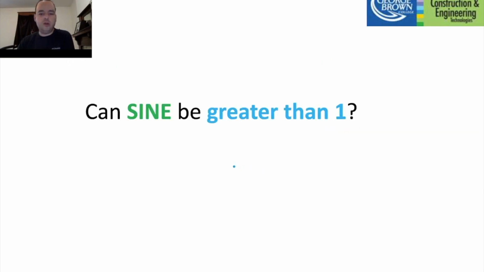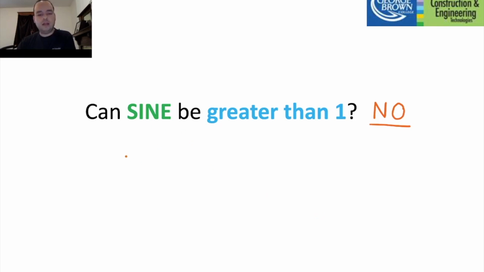Can sine be greater than 1? Well, take a moment and think about that. That's a nice question, and it's straight from the notes too in terms of the homework exercises. So what do you think? Can it be bigger than 1? The answer is no. Let's talk about why that's the case.